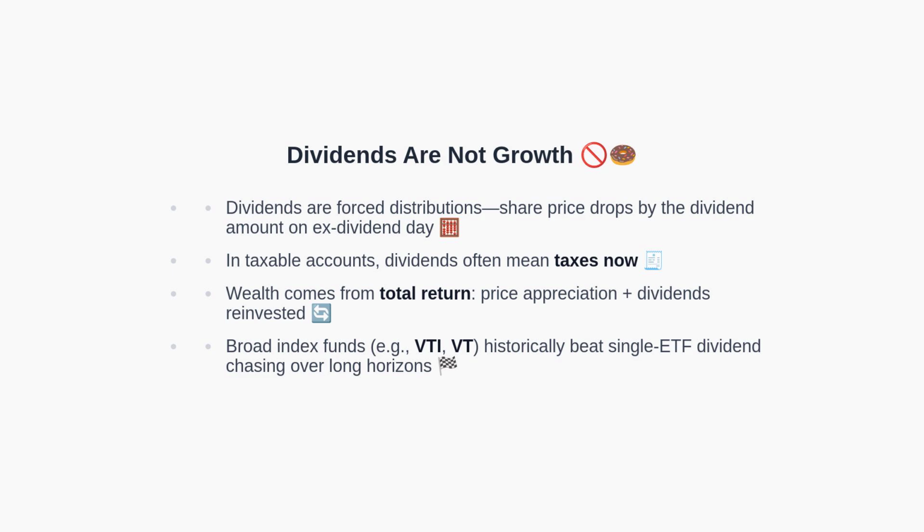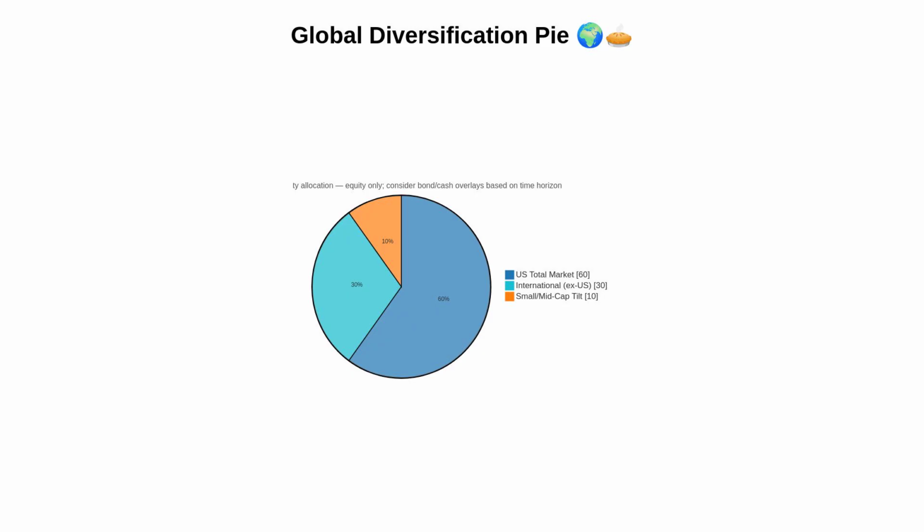Next, let's visualize diversification and a sensible core mix. This pie chart shows a simple equity core: 60% U.S. total market, 30% international, and a 10% small and mid-cap tilt. This is purely the equity sleeve.